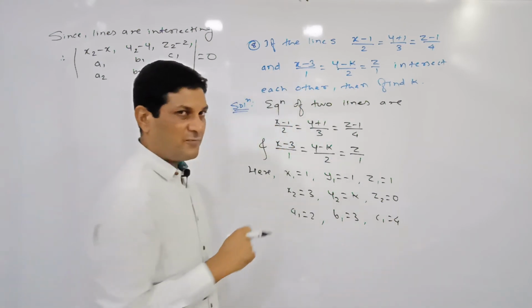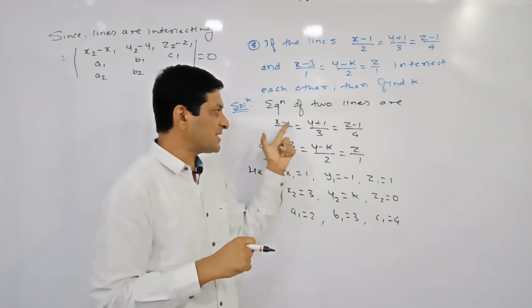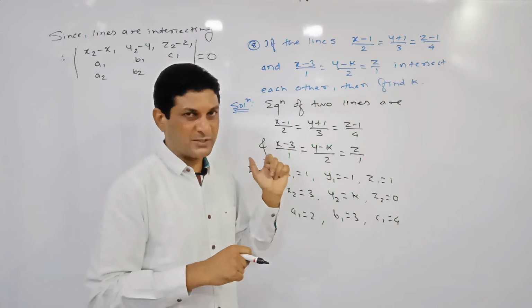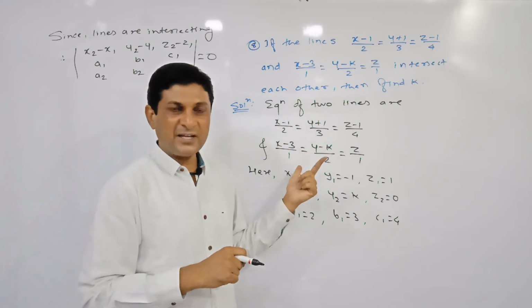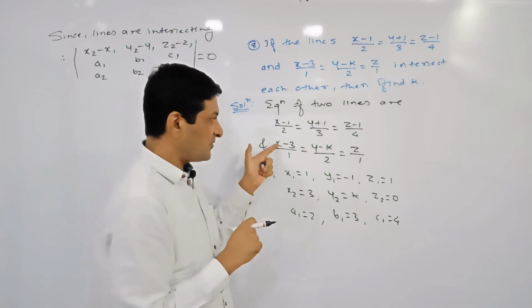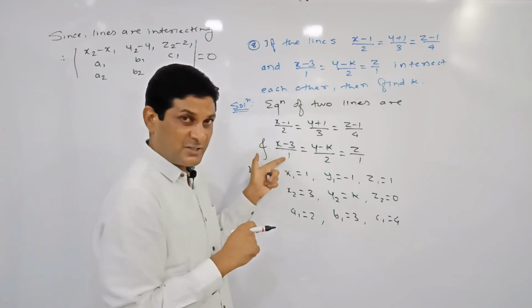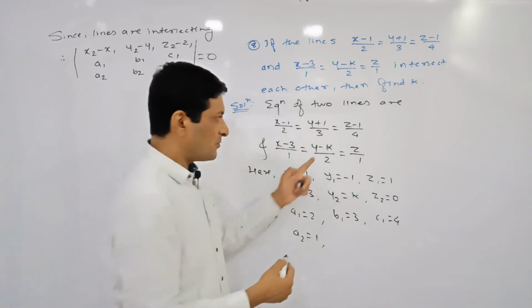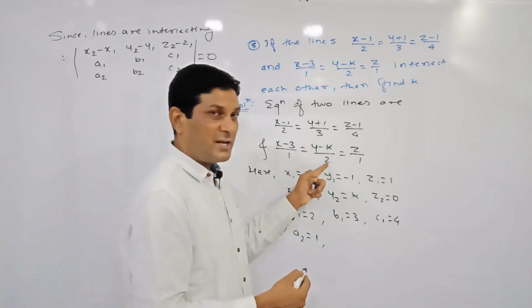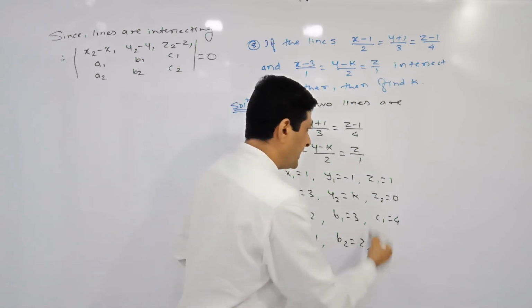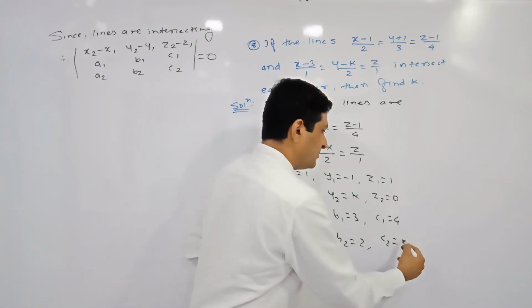The equation of the first line is in the form x minus x1 upon a1, y minus y1 upon b1, z minus z1 upon c1. So we are finding the coordinates of a point and the direction ratios. Now the second equation is in the form x minus x2 upon a2, so a2 is equal to 1. Here y minus y2 upon b2, so b2 is equal to 2, and in the same way c2 is equal to 1.